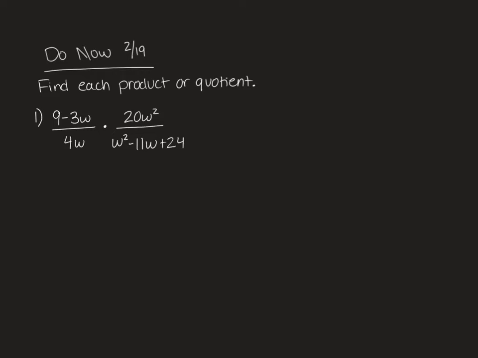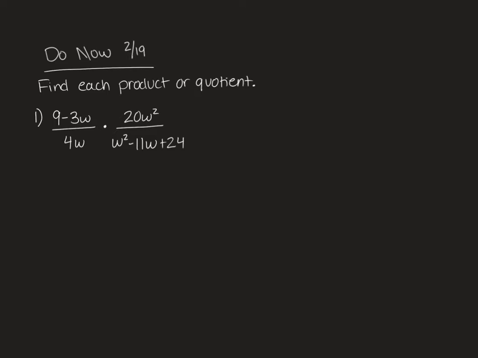All right, so find each product or quotient. So our first problem is 9 minus 3w over 4w times 20w squared over w squared minus 11w plus 24. Remember, whenever we multiply rationals, we need to factor everything possible first and then see if we can cancel.